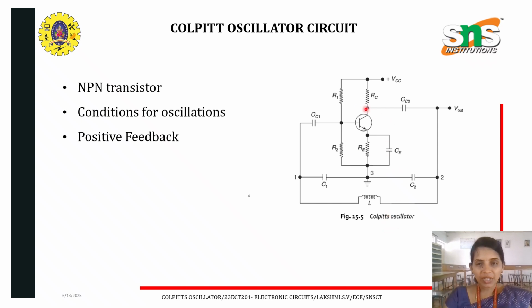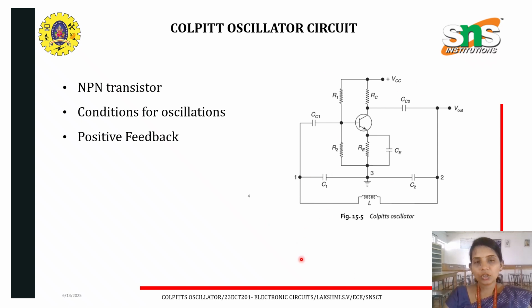Here we make use of an NPN transistor. There is a voltage division given by R1 and R2, which acts as a potential divider. To improve the stability, we have included RE, and the coupling capacitors C1 and C2 are here. So this is how the Colpitts oscillator circuit is built. This portion forms the feedback part, and this forms the amplifier block.